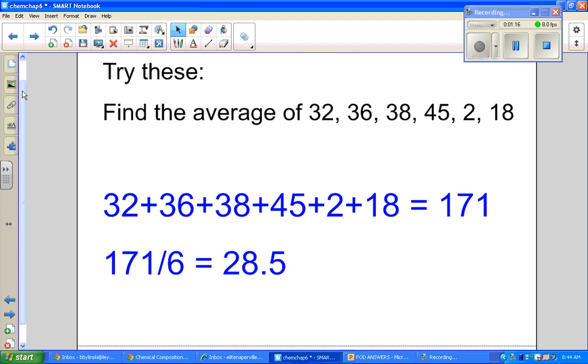Okay, now how about these numbers? When you have a list of numbers, the first thing, add them up. So 32 plus 36 plus 38 plus 45 plus 2 plus 18 equals 171. And then why did I take 171 and divide it by 6? Because there are 6 numbers that I added together. And that average is 28.5.